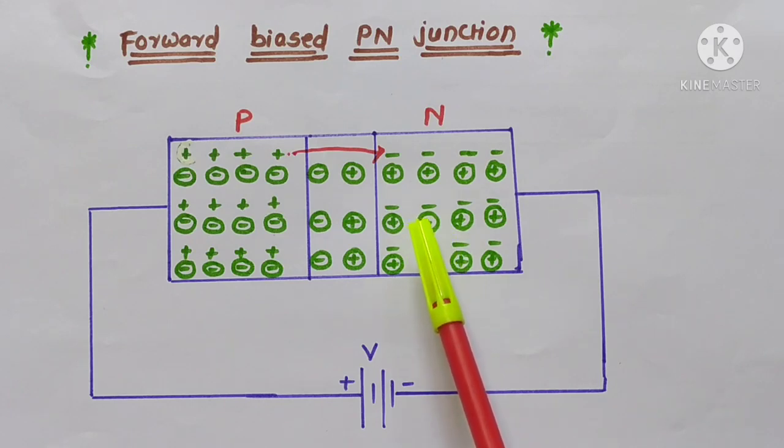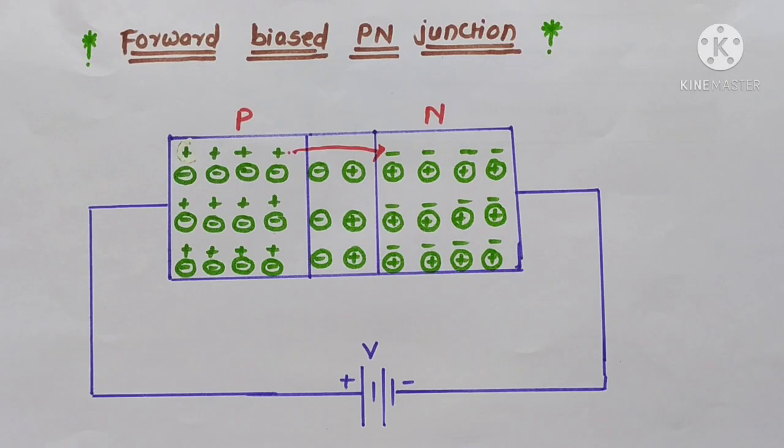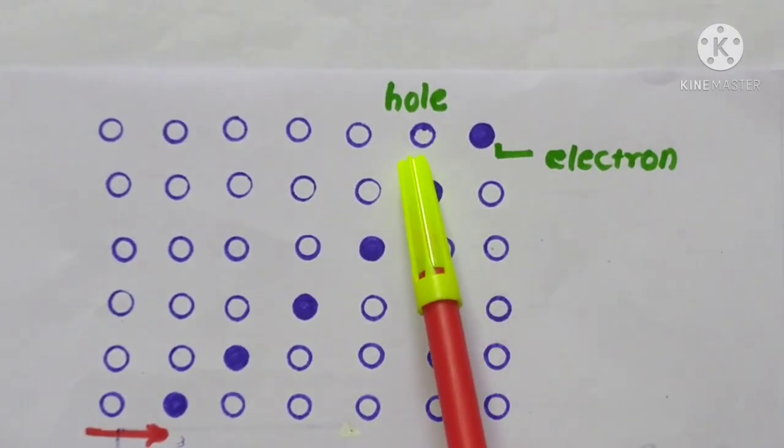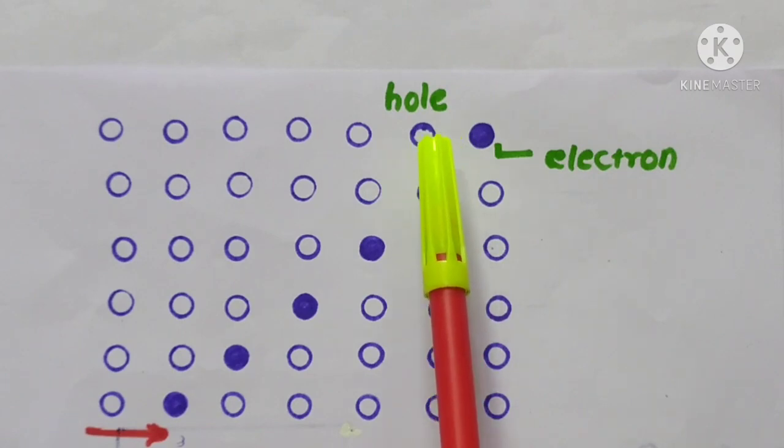So as we increase the externally applied voltage, the flow of current in the circuit will increase. Okay. Now before we go ahead, let me clear one thing about the holes. The hole is nothing but the absence of an electron at a particular location.